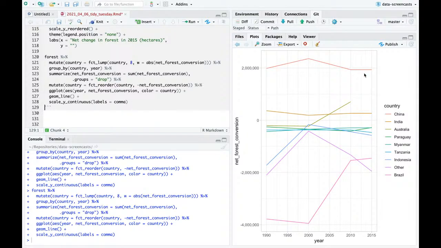So China's been adding at a steady rate. India's been adding at a steady rate. Australia, a little funky. Used to have deforestation. Added a lot in 2010. Missing in 2015. Don't know what to do with that. And a lot of these other countries basically just losing forest at a steady rate.